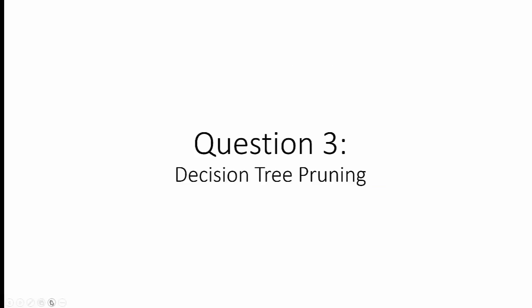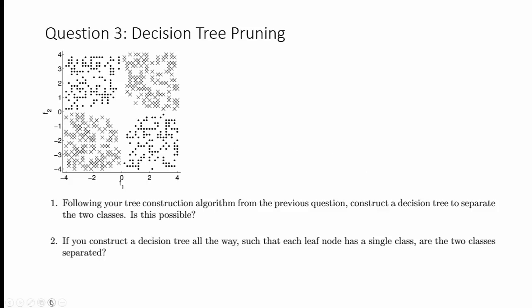Let's move on to the final question on pruning decision trees. Here we're given a dataset of two classes, marked with X's and dots. And in this question, we're asked to first see if we can construct a decision tree to separate out the two classes. So does there exist a decision tree that gets this right?